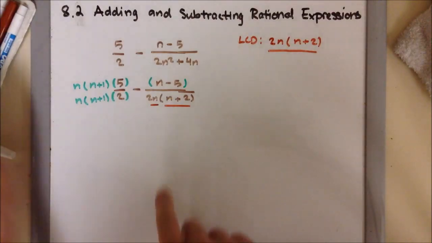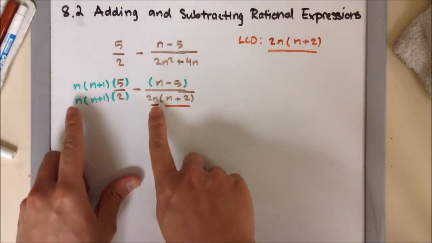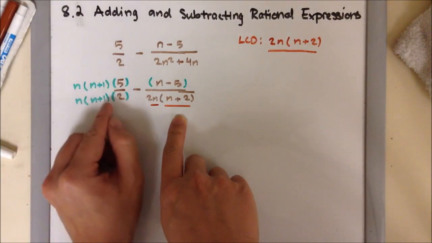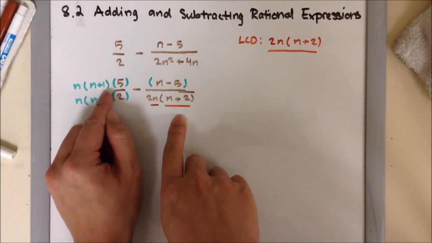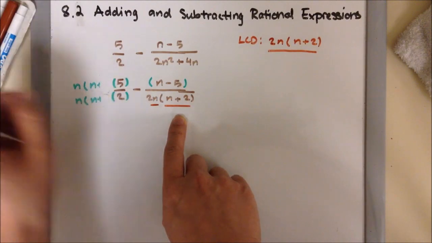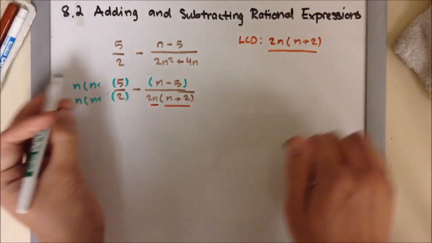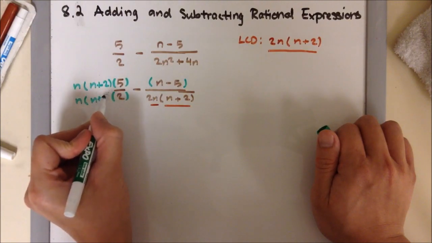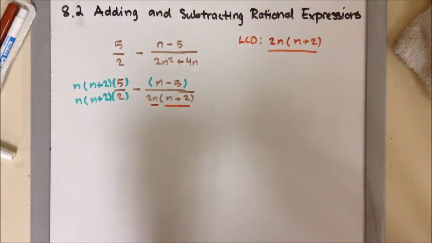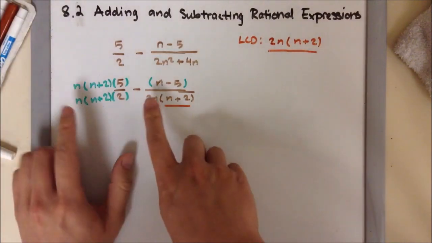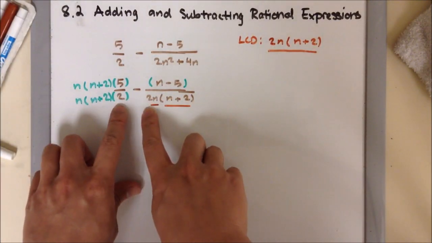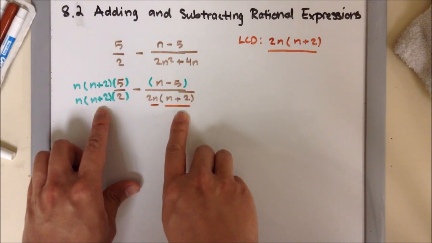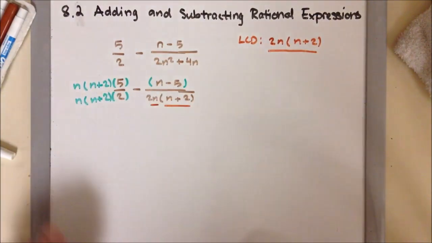Now comparing the two denominators, it has the 2, it has the n, and it has the n plus 1. Now let me fix this. I don't know why I wrote n plus 1. It should have been n plus 2. Alright, so again, double checking my denominator, it has the 2, it has the n, and it has the n plus 2. So we're good. Let's combine it as one big fraction.